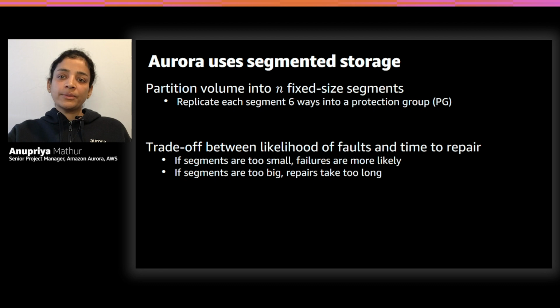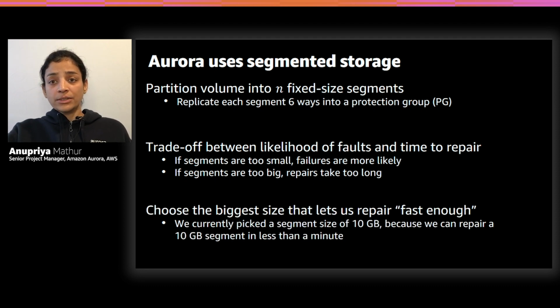But to determine the right size of a segment, we had to make a trade-off. If we make our segments too small, then we will have many segments, which would mean that the number of failures that can happen would increase, because now you have too many segments. But if the segment is too big, then it's difficult to repair, because you are repairing a bigger size now. So we thought about this, and then we said let's pick a segment size that we can recover fast enough.